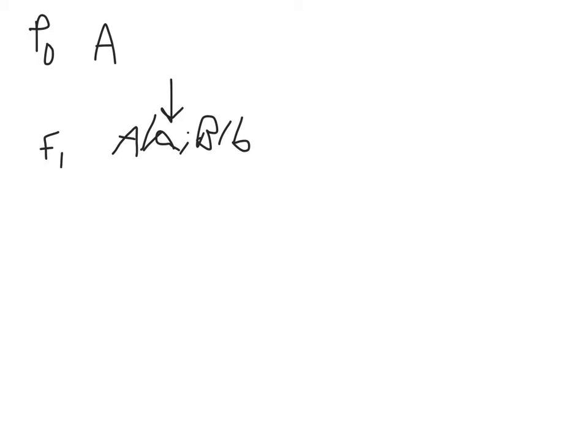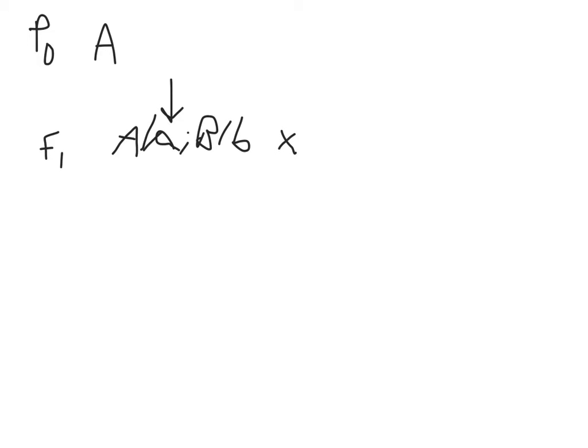So the goal is to make a dihybrid. If we're using A's and B's, what's the genotype of the F1 dihybrid? It's going to be big A, little a, big B, little b. So there's a dihybrid. Now that's essential.